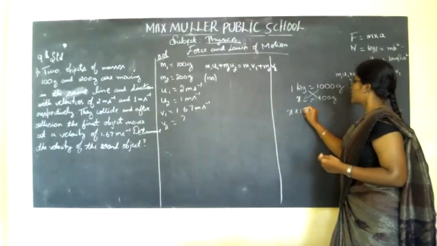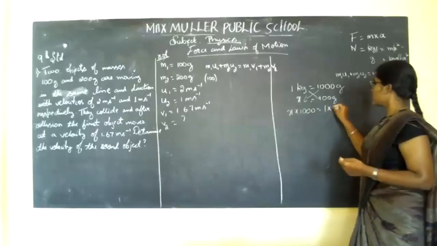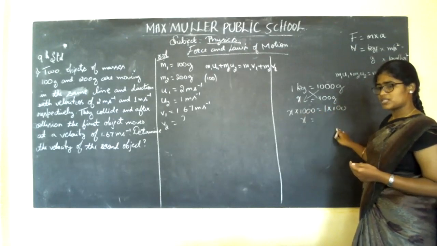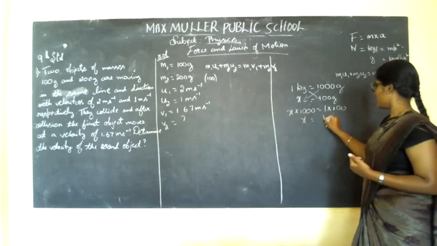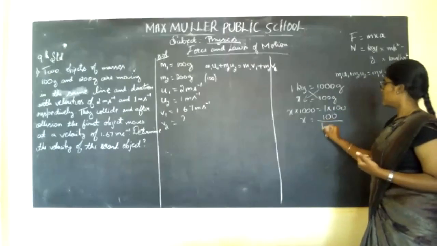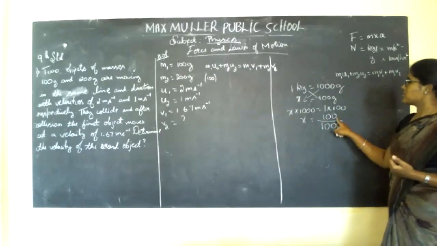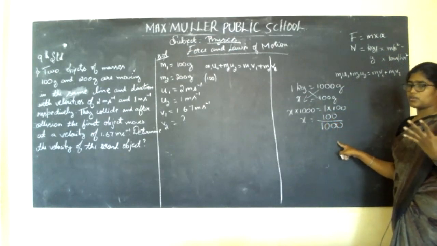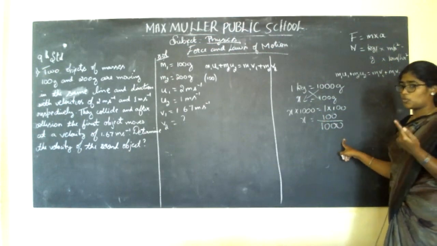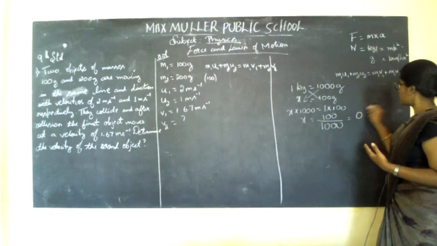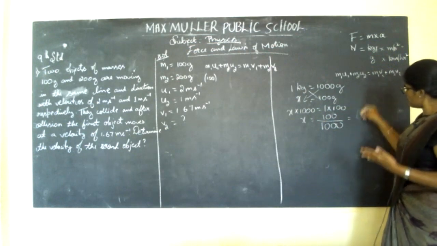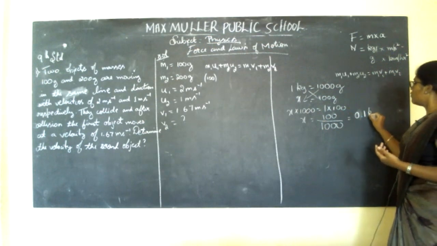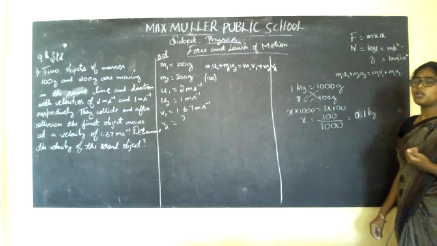Let me take this as x. x into 1000 is equal to 1 into 100. Then x you should find out. Multiplied by 1000, if it is coming this side, it gets divided. Very good. So 1 into 100 is 100 divided by 1000. How many numbers do you have here? 3 numbers. And here? 4 numbers. So the denominator has 1 more number. So before this number, you are going to put a 0. That is 0.1 kg will be the conversion for 100 grams.